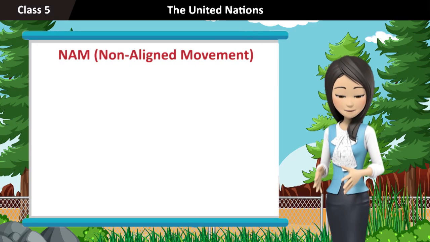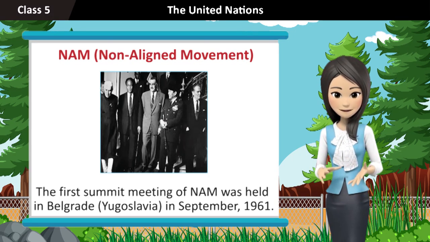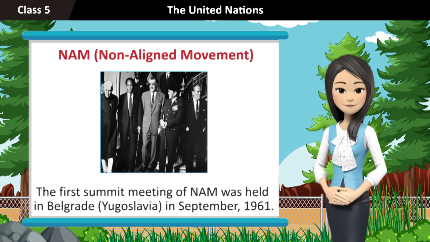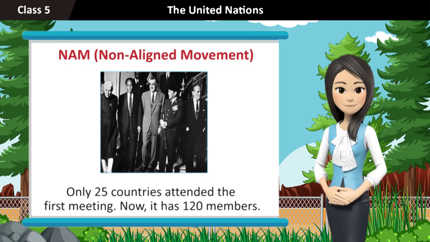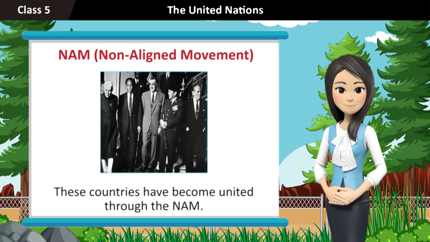NAM, Non-Aligned Movement. The first summit meeting of NAM was held in Belgrade, Yugoslavia, in September 1961. Only 25 countries attended the first meeting. Now it has 120 members. These countries have become united through the NAM.